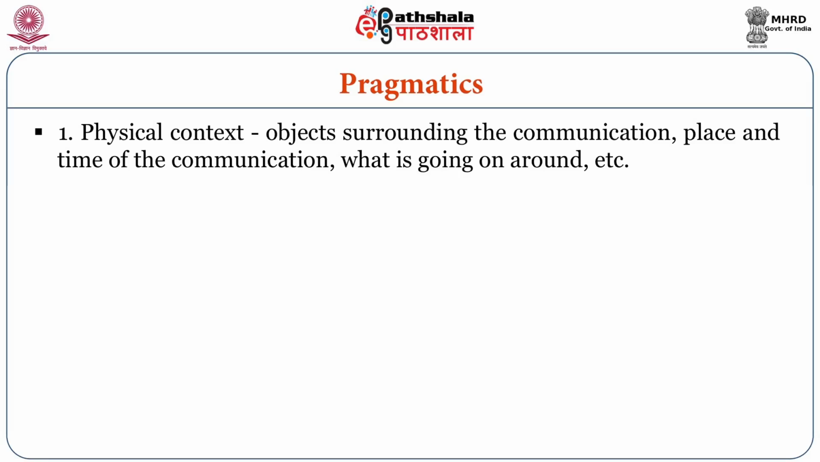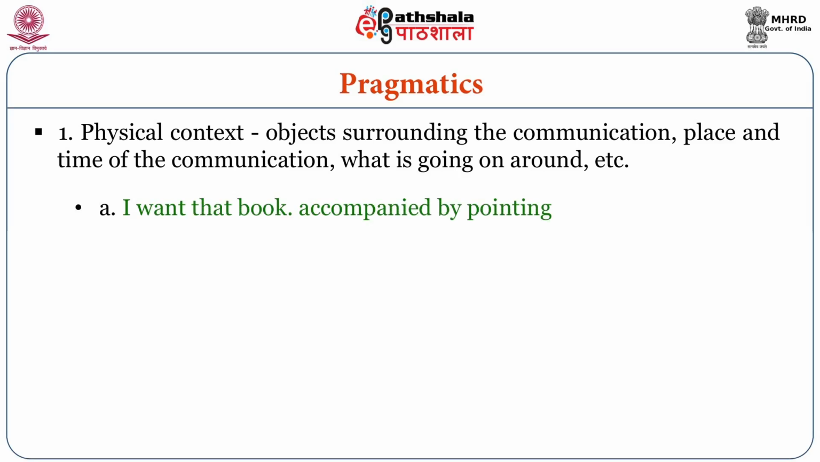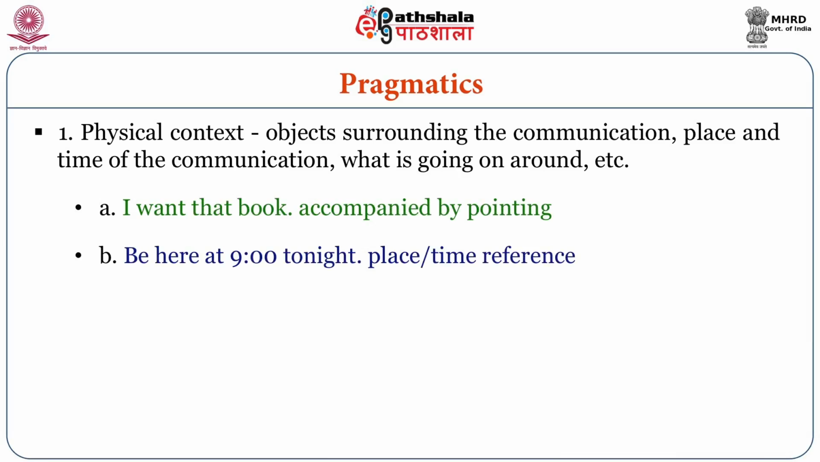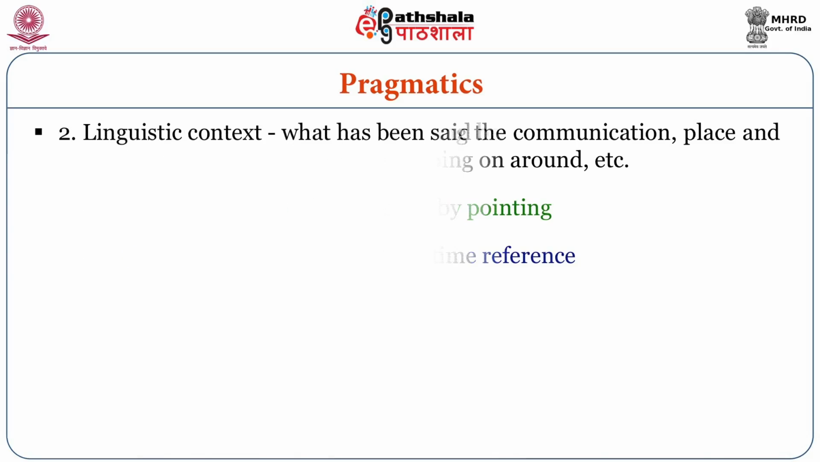Now, several types of context are there. First is physical context: objects surrounding the communication, place and time of the communication, what is going on around, etc. For example, I want that book, accompanied by pointing. Be here at 9 tonight. Place and time references there. So it is the context.